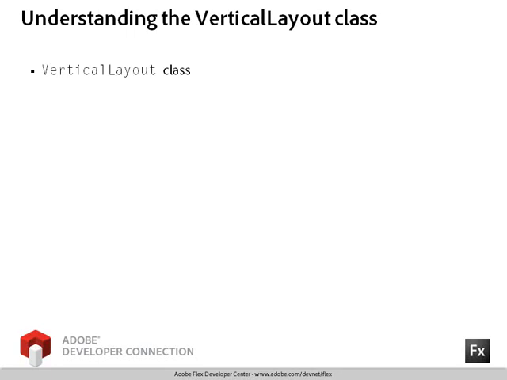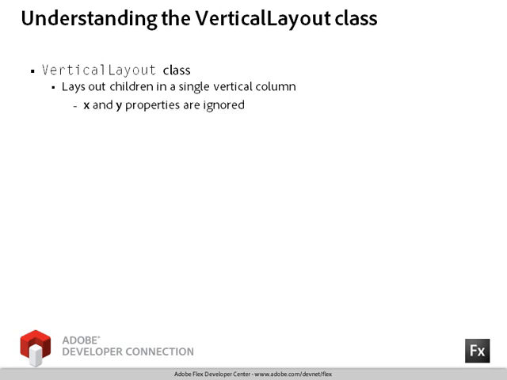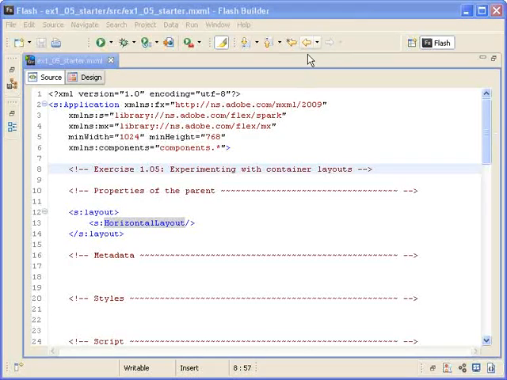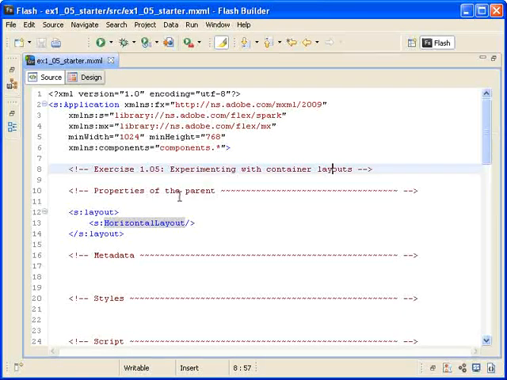The vertical layout class lays out its children in a single vertical column. Since its focus is simply on a vertical display, it ignores all x and y properties defined on the children. The width of each column is the width of the widest child, and each child calculates its own height by default. I am returning to Flash Builder and updating the layout class to vertical layout.